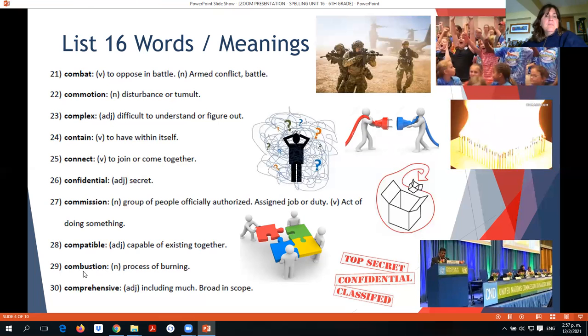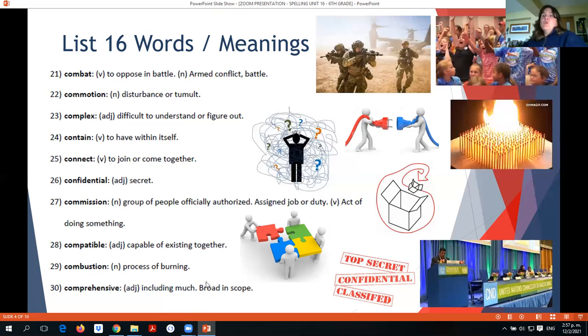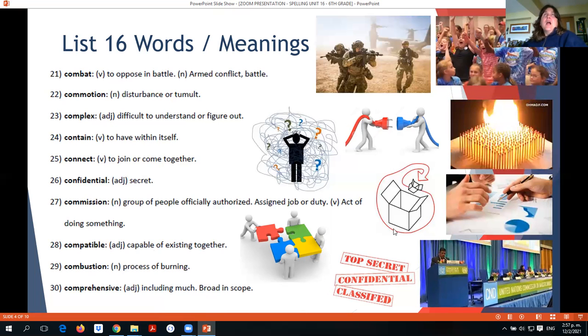Combustion. Combustion is the process of burning. It's a noun, okay? So here you can see the combustion of all these matches. And comprehensive means including much. It's an adjective, okay? It's something that is broad in scope. For example, when you're doing your thesis, you make a comprehensive study of the problem and the solutions that you're evaluating, okay? So comprehensive means to have a broad scope.